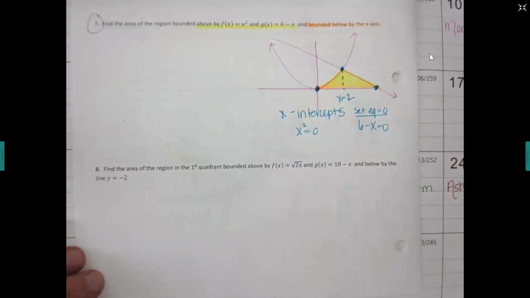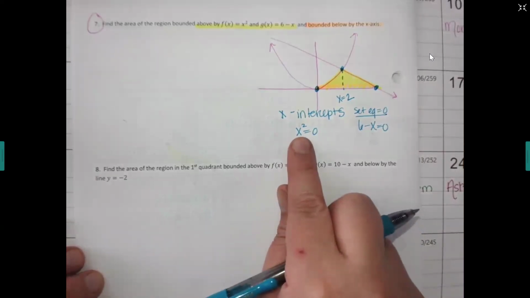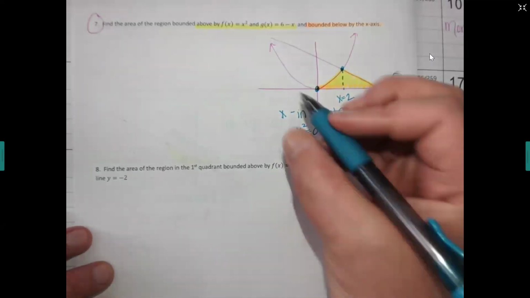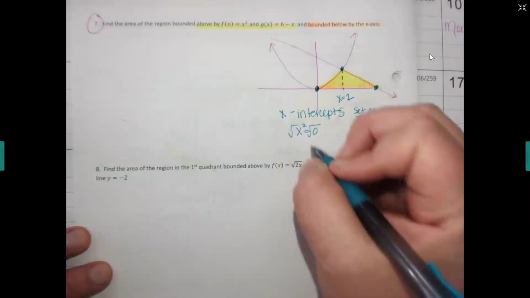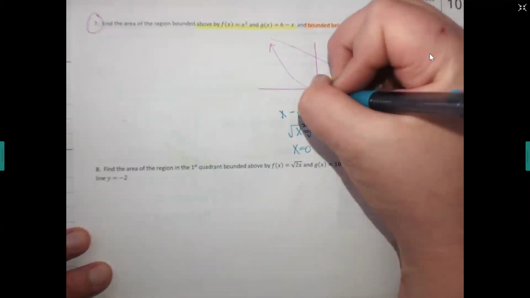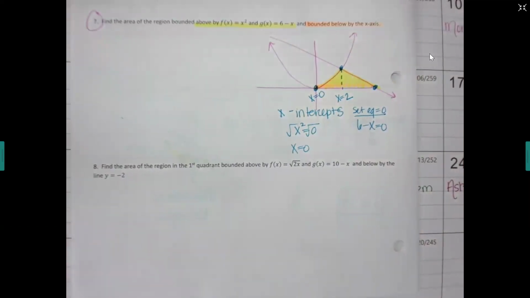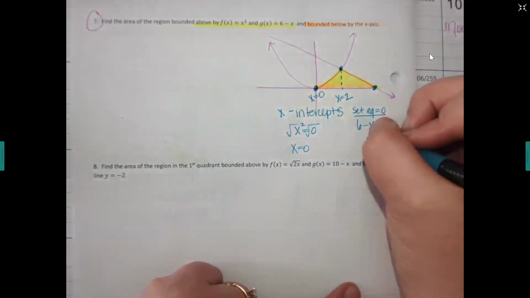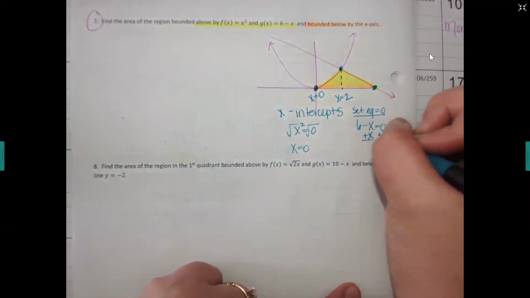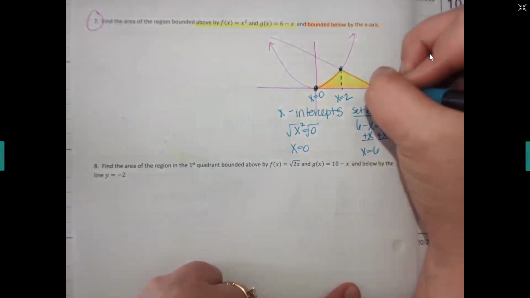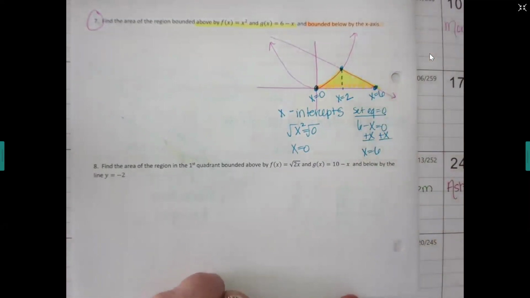Now, these are obviously going to be pretty easy. If x squared is 0, how do I solve that? Square root, the square root of x is 0. That's this guy. And then if I let 6 minus x equal 0, I can literally just add the x across, and my x is going to equal what? 6. So now I know that my region ends at 0 on this side, 6 on this side.